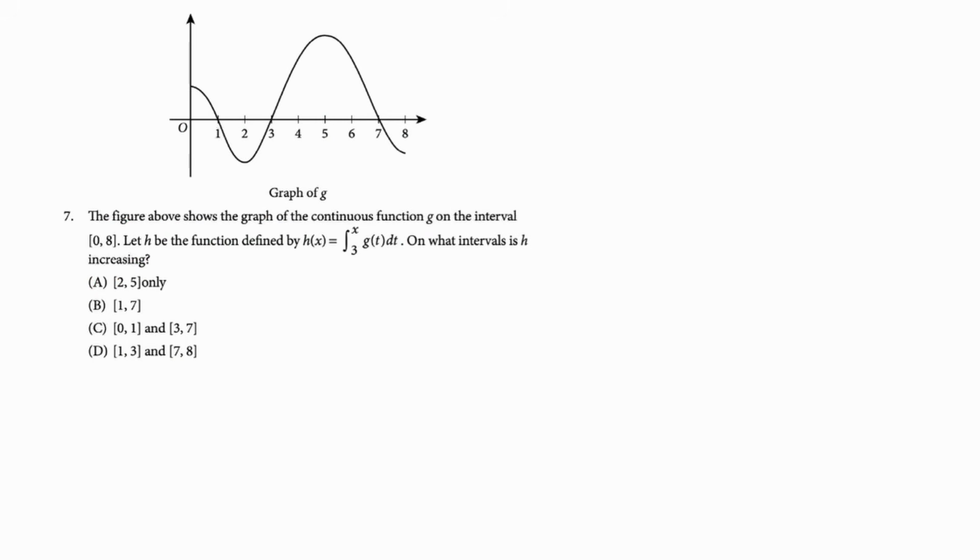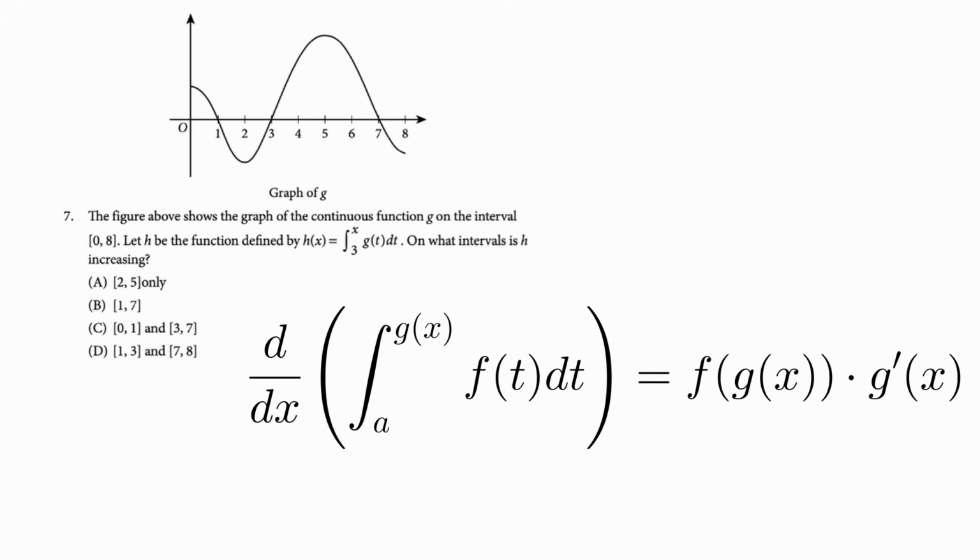Number 7, the figure above shows the graph of the continuous function g on the interval from 0 to 8. Let h be the function defined by h of x equals the integral from 3 to x of g of t dt. That's an accumulation function. They're a pretty big deal in AP Calculus. Make sure you understand how to find the derivative of them and then how to work on them from here.